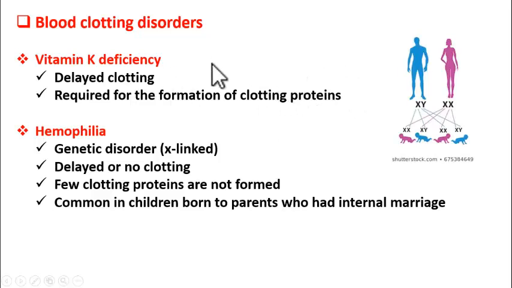So vitamin K is required for the formation of clotting proteins. When there is no vitamin K, what happens? Clotting proteins are not produced. Because of this, clotting takes place late. Got it? So that is about the first disorder.